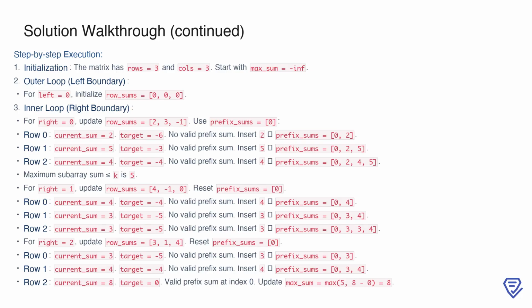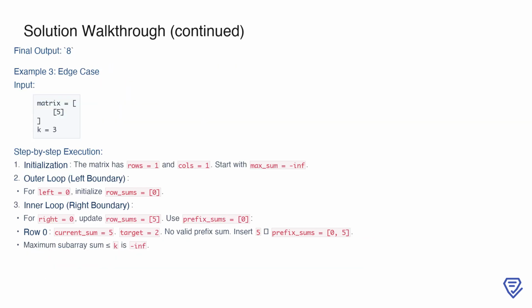Expanding the rectangle to include column 1, row_sums becomes 4, -1, 0, and prefix_sums is reset to 0. For row 0, current_sum equals 4 and target equals -4. No valid prefix sum is found, so we insert 4, resulting in 0, 4. For row 1, current_sum equals 3 and target equals -5. No valid prefix sum exists, so we insert 3, updating prefix_sums to 0, 3, 4. For row 2, current_sum equals 3 again, and no valid prefix sum is found. We insert 3, making prefix_sums equal 0, 3, 3, 4.